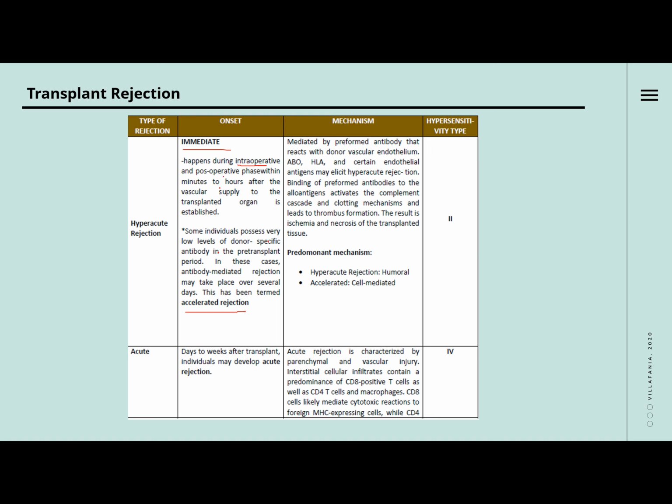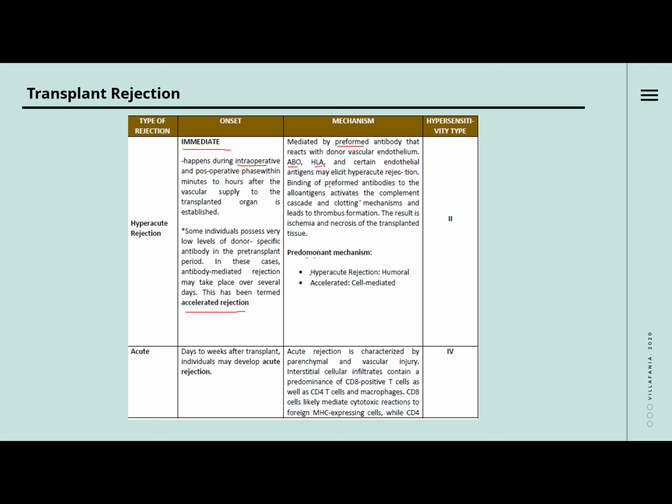So this could be very deadly class. So this is mediated by preformed antibody that reacts with donor vascular system. So when you say preformed, it's already present in the body. This may include ABO, HLA, and certain endothelial antigens. Binding of preformed antibodies to the alloantigens activates the complement cascade and clotting mechanism and leads to thrombus formation. The result is ischemia and necrosis of the transplanted tissue.